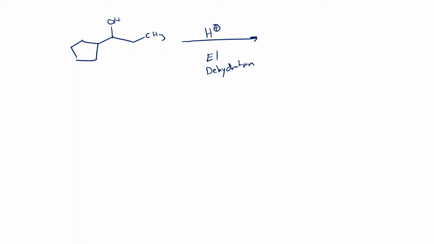And oops, I need one more group on here. I'll put a methyl group over here. Okay, so this is an E1 dehydration reaction, and so we can follow this through. Our alcohol is the base. It comes and gets the H+. We create our activated alcohol here.